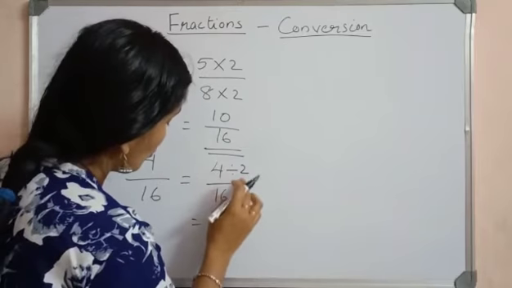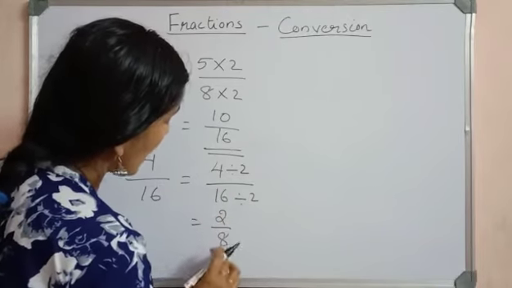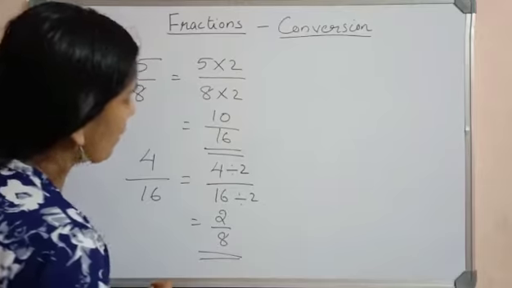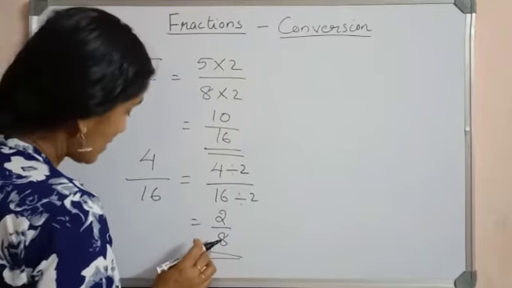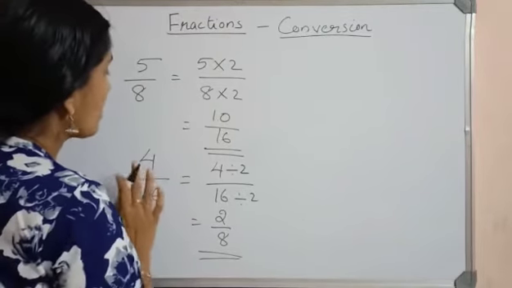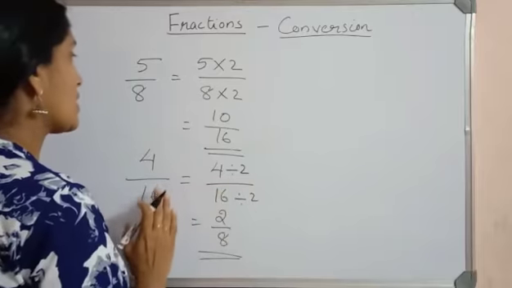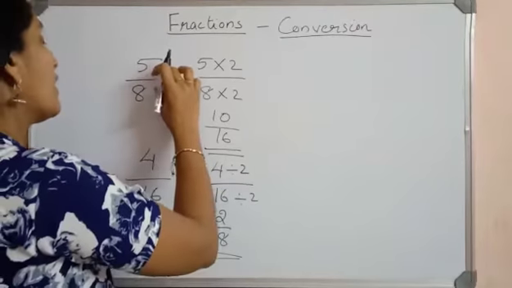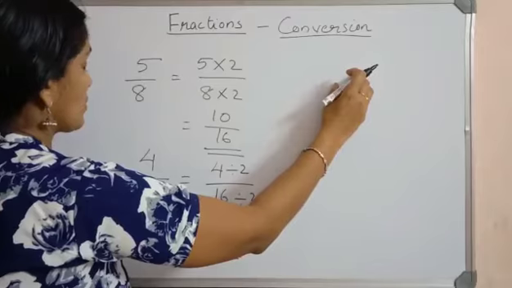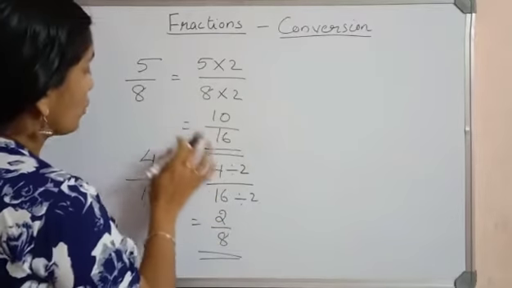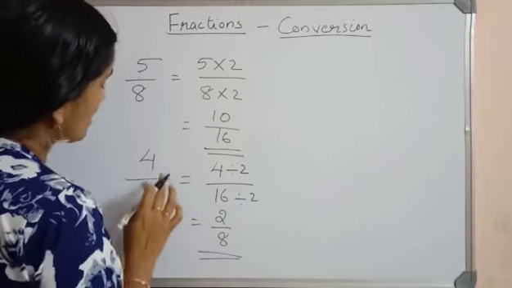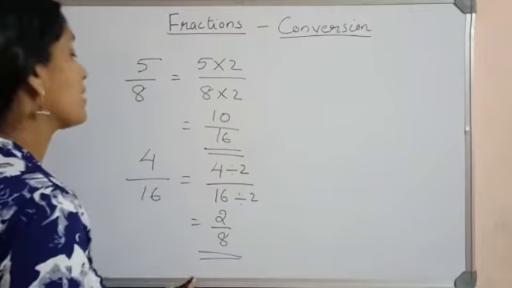4 divided by 2 is 2, 16 divided by 2 is 8. So you get this answer as 2 by 8, and this 2 by 8 is the same as 4 by 16. The value of the fraction never changes. To verify that, you can divide it and find the decimal part of this fraction. You'll come to know that both the fractions are the same in the first case as well as in the second case.